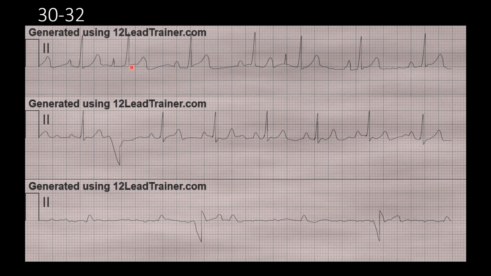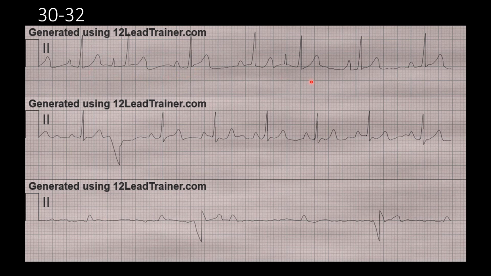So this one is irregular at a rate of about 1, 2, 3, 4, rate of about 70. We do have P waves. There's one there. That's actually a P wave, even though it doesn't look like it. So is that one. So we do have P waves. There's one before every QRS. No extra or missing ones, but they do not look the same. Our QRS is narrow and within normal range at about 0.08.